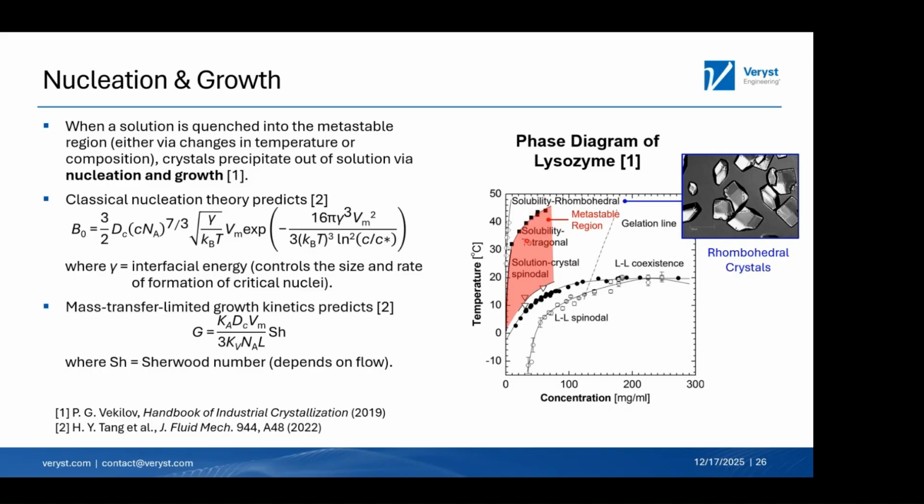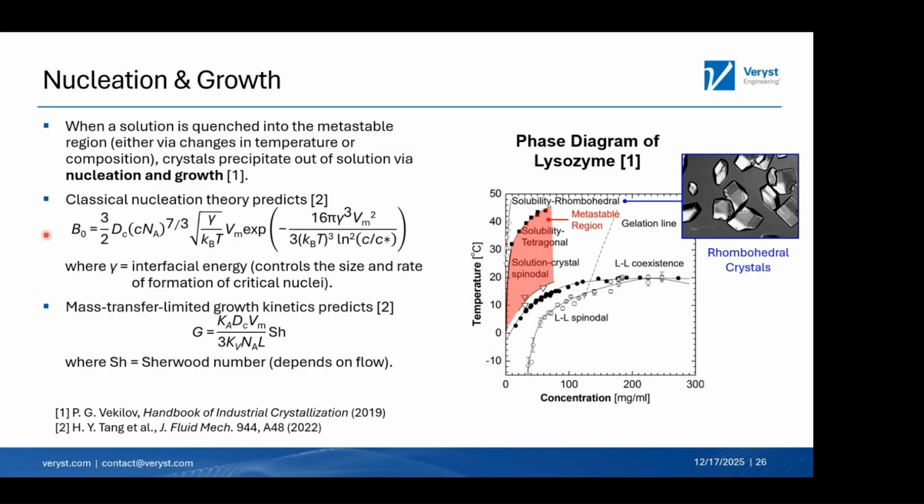Here I'm showing an example that was taken from the Handbook of Industrial Crystallization. This is the phase diagram of lysozyme, one of the most well-studied proteins, which forms a rhombohedral crystal. And this red region I've highlighted here is the separation between the solubility line and the spinodal, which is the metastable region where nucleates form.